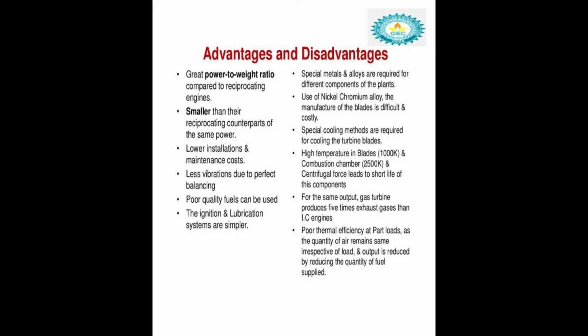These are the main advantages, and the disadvantages are: for the same output, a gas turbine produces 5 times more exhaust gases than an IC engine, poor thermal efficiency as compared to the remaining engines, and special metals and alloys are required for different components of the plant. These are the disadvantages.